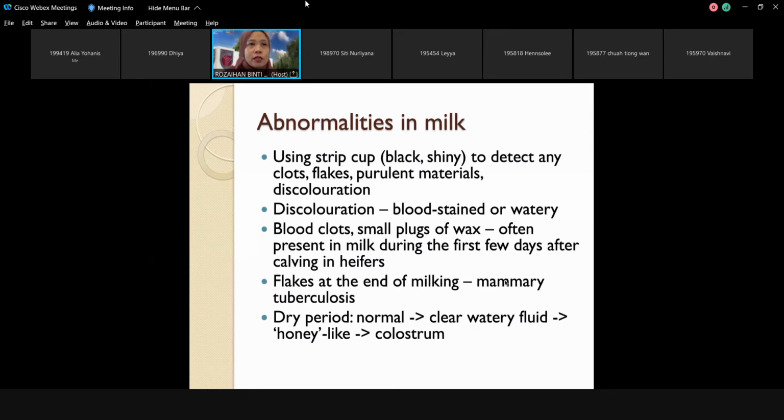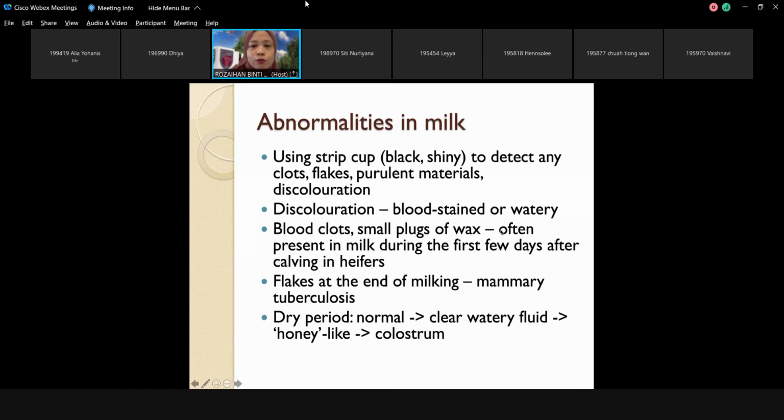The CMT paddle that we have in the ward is white in color. So sometimes if it's just clots, you would miss that, unless there's a discoloration, for example reddish in color, then you would be able to appreciate that. But if you use a strip cup, black and shiny, you would be able to detect clots, flakes, purulent materials or discoloration. Discoloration can be blood stain, or very watery.